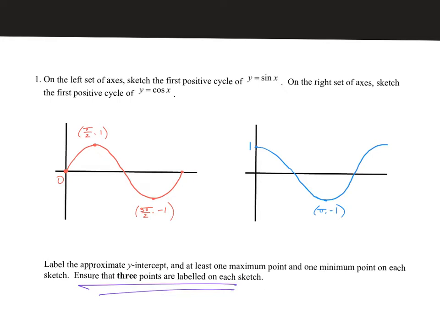Now notice, we may think for a second that this y-intercept is also a max, and so I kind of get a 2-for-1 deal. Be careful. We have to make sure that 3 points are labeled. And so therefore, I would have to label this second maximum then at my 2 pi, 1 to ensure that I have 3 points labeled.